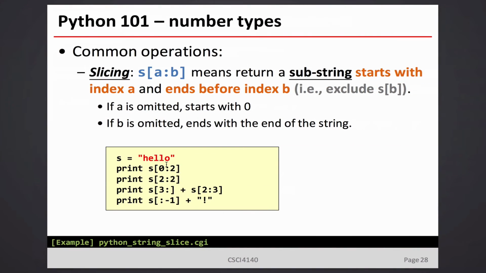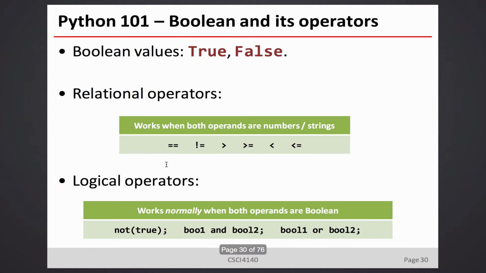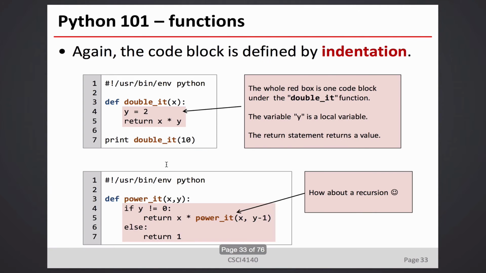So the slicing, you can omit one of the endpoints. If you omit the right endpoint, that means you will go to the end of the string. If you omit the left endpoint, you will start from the head of the string. Okay, so if you know slicing, then I will give you a small challenge. Just do slicing.